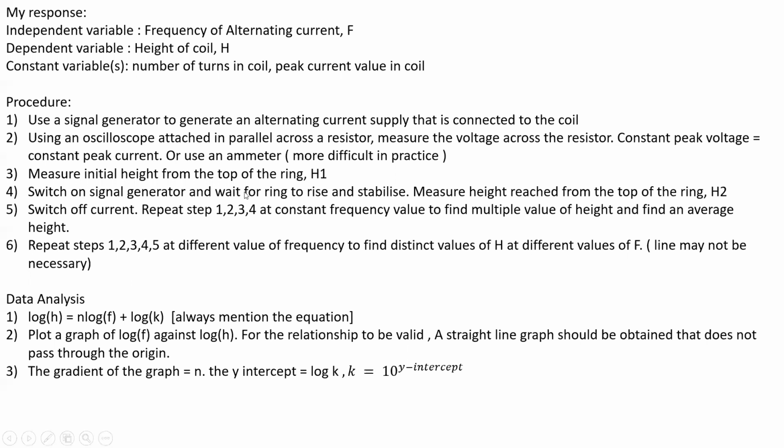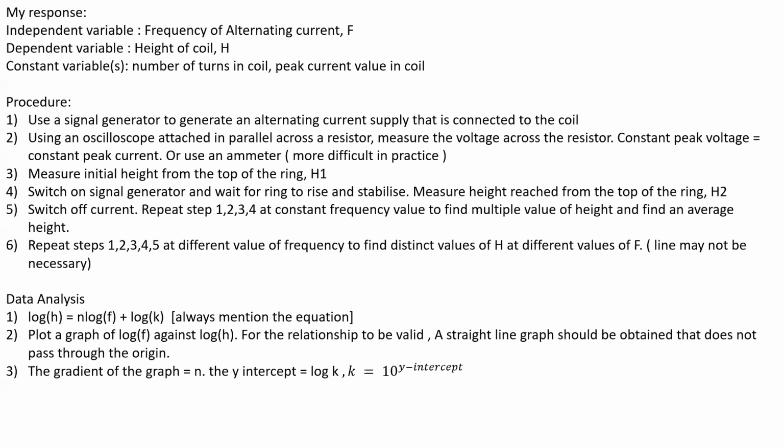Switch on the signal generator and wait for the ring to rise and stabilize. Measure the height reached from the top of the ring, H2. Switch off the current. Repeat steps 1, 2, 3, 4 at constant frequency to find multiple values of height and find the average value of height. It's crucial to mention this because you don't take just one reading, you have to take multiple readings and find an average. So it's best practice to just write it out.